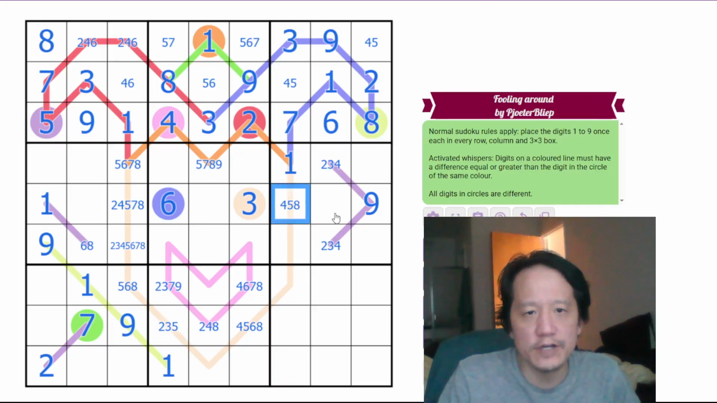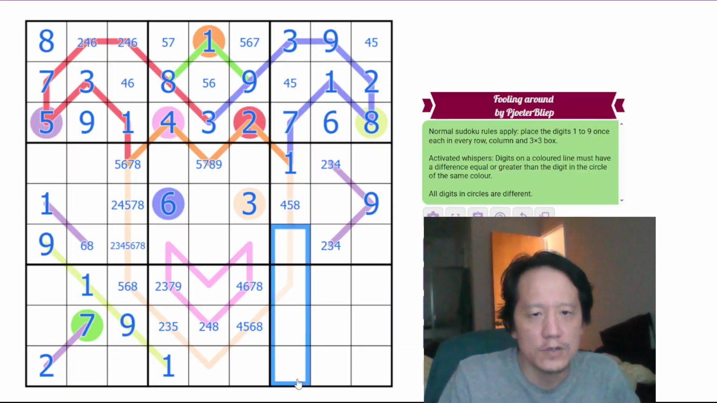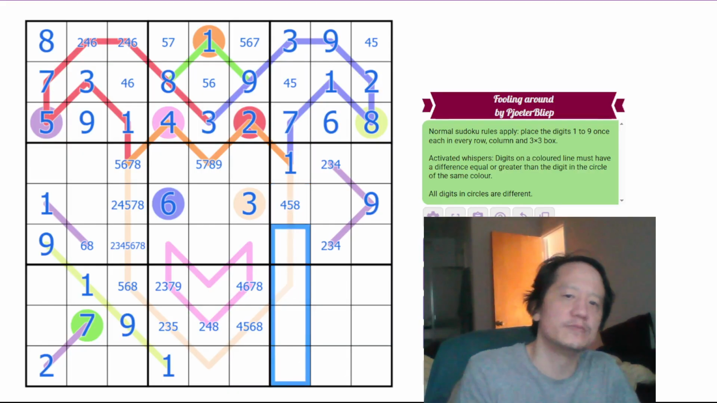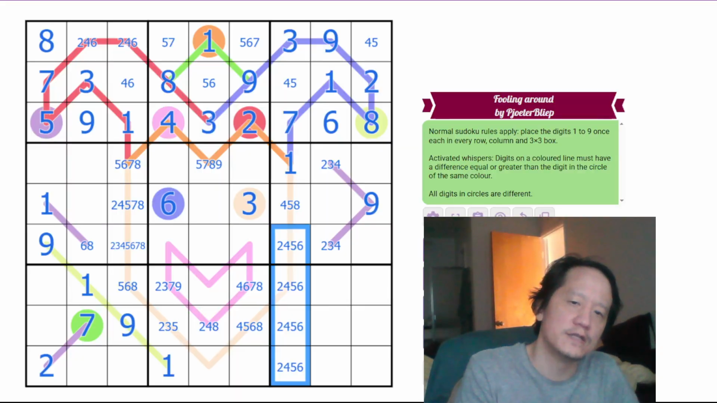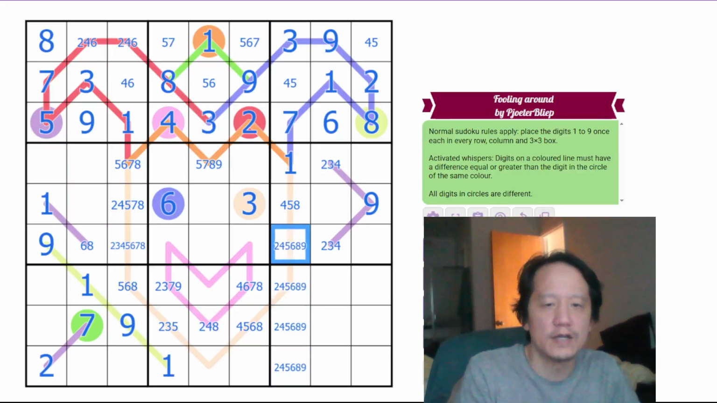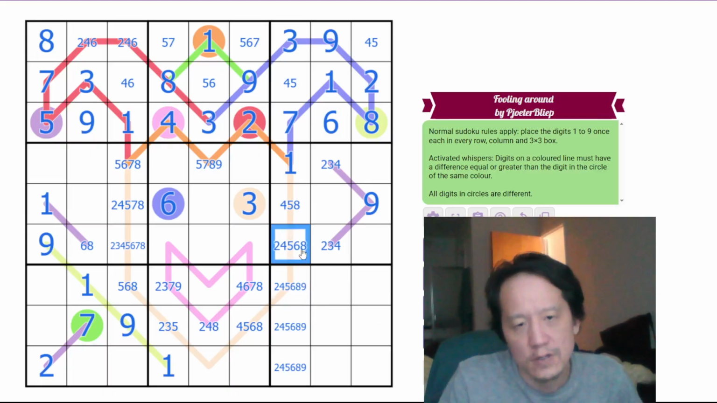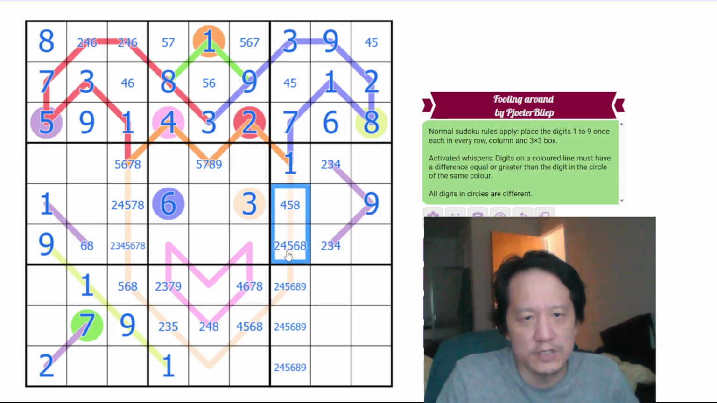4, 5, or 8 is here. If it's 4... What are the remaining digits in column 7? We have 2, 4, 5, 6, and 8, 9. But 9 cannot be here. This could be any of these. Because we just need a difference of 3 there.